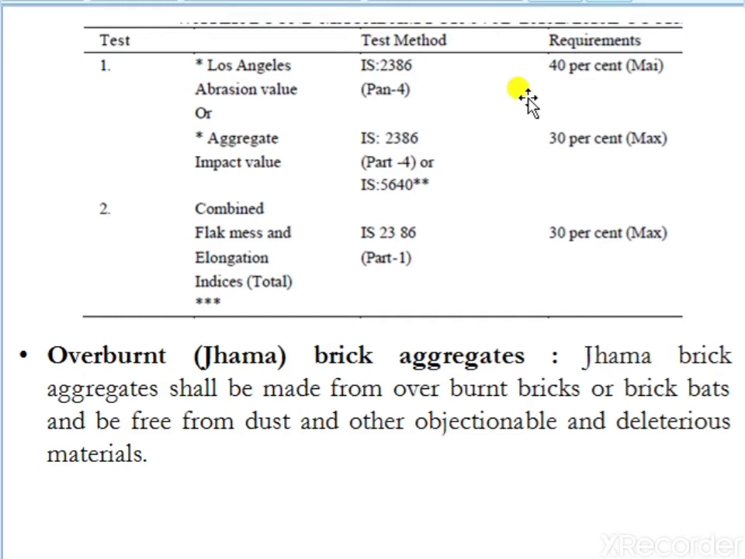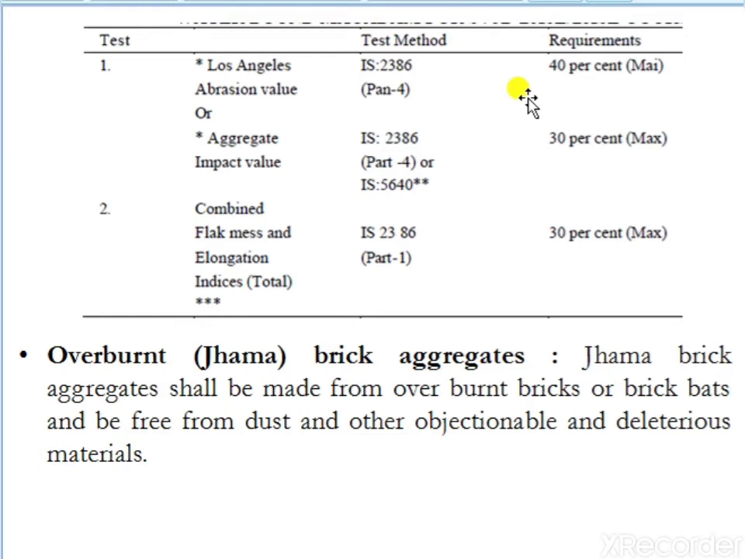And the impact value of the aggregate should not be more than 30%. If it is more than 30%, then the aggregates are said to be soft. Hence, the impact value of the aggregates should not be more than 30%. It should be within 30%.